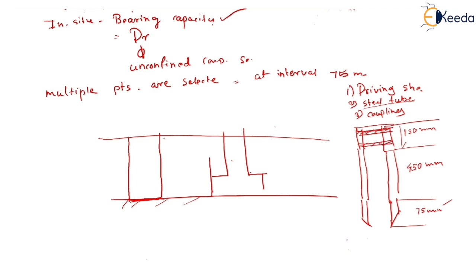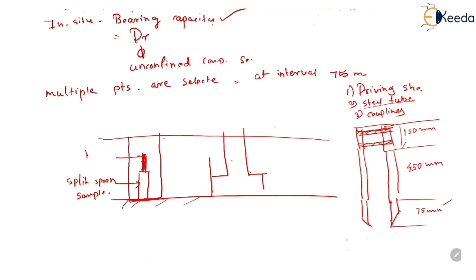So when the borehole is excavated or drilled, the drilling tools are removed and then the split spoon sampler is lowered at the base of the borehole. So suppose this is a split spoon sampler. Then a drop hammer of weight 63.5 kg is placed on the top of the sampler.